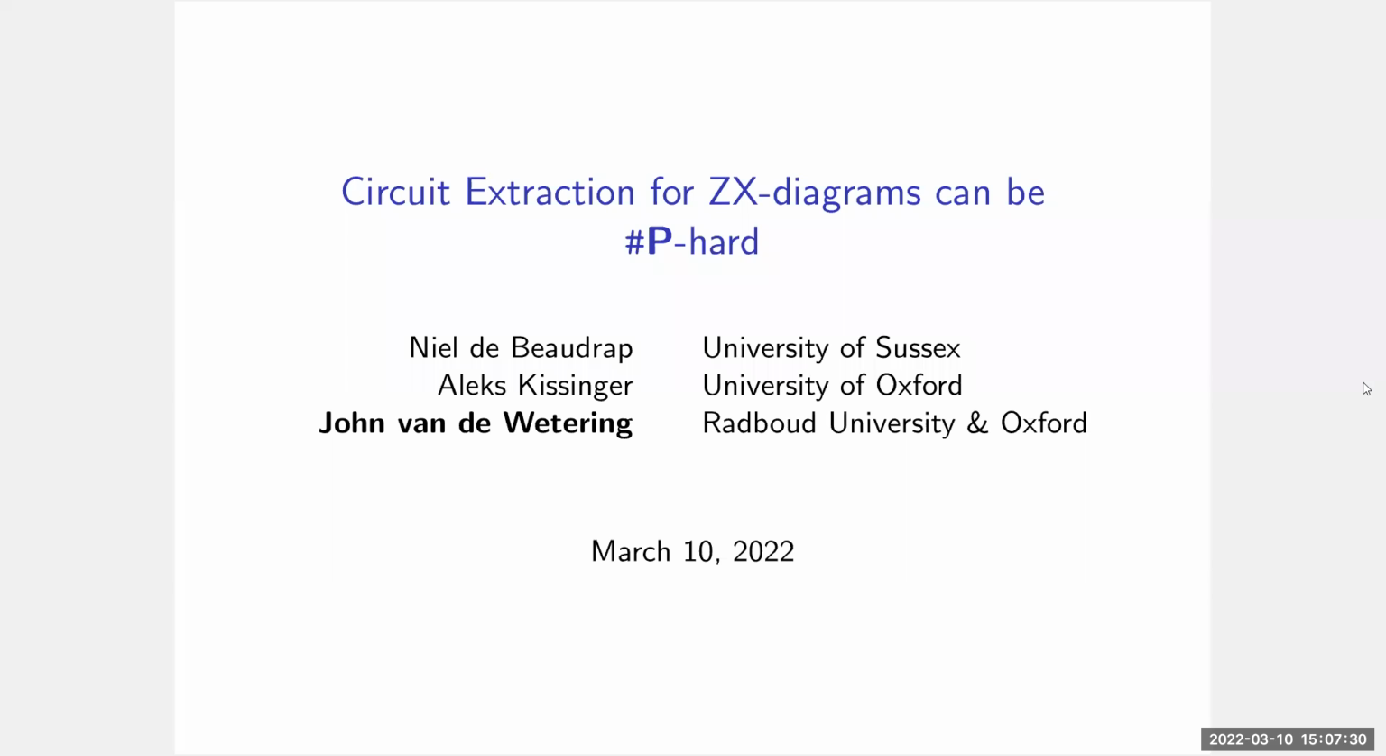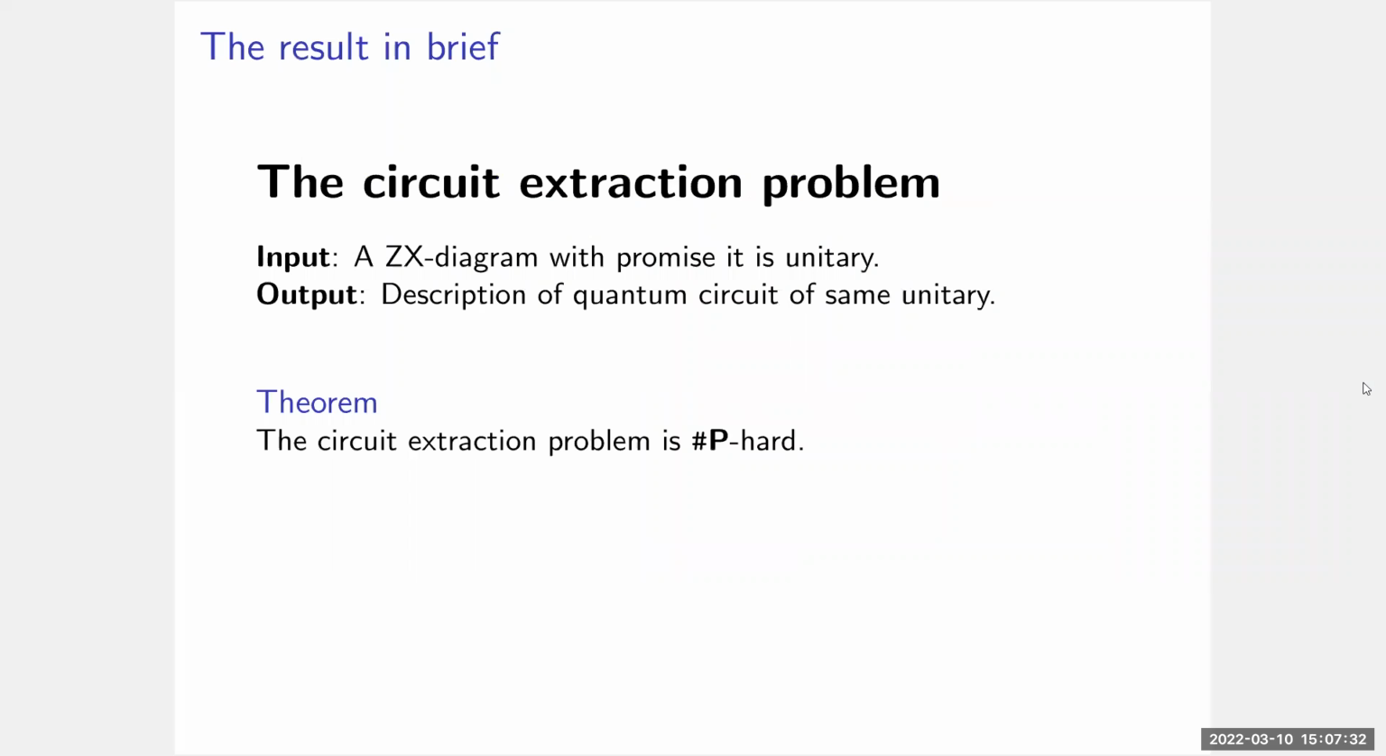well, the title sort of says it all, but to summarize it a little bit more, in this talk, we are discussing the circuit extraction problem. So this is where you're given as an input a ZX diagram with the promise that this diagram implements a unitary. And then you should be outputting a description of a quantum circuit which implements the same unitary. We request this promise of unitarity because, of course, if the diagram isn't unitary, then there is no quantum circuit that will implement it because all quantum circuits are unitary.